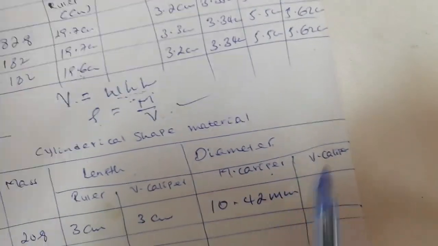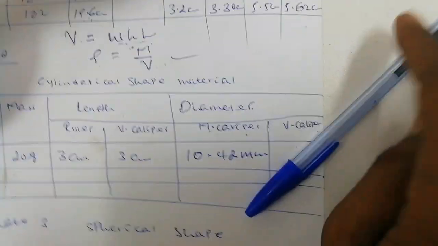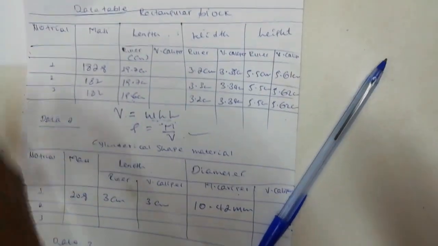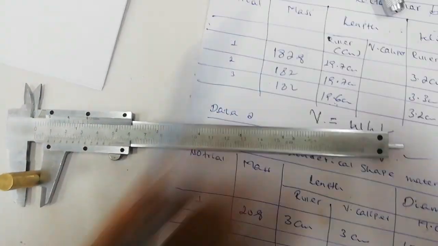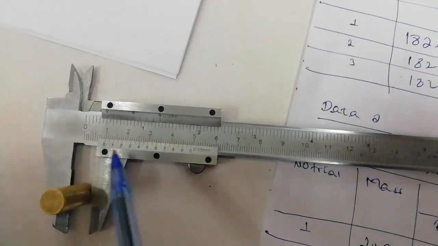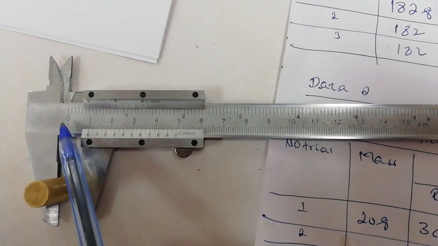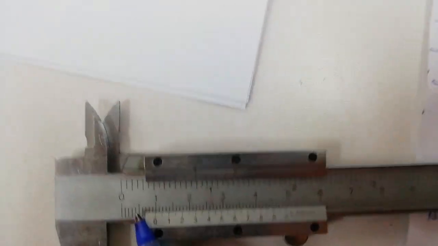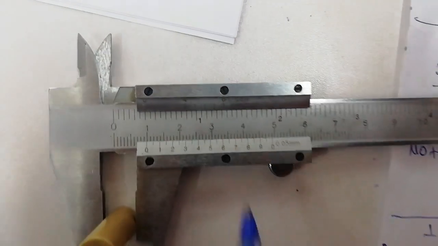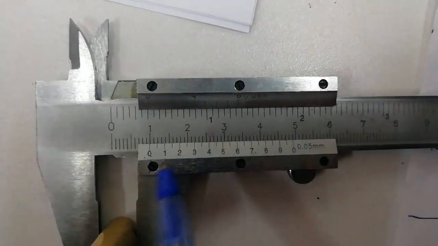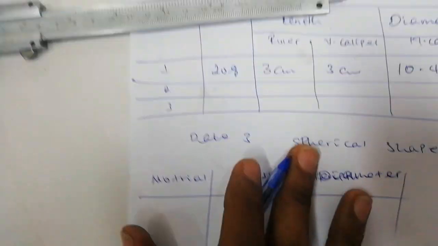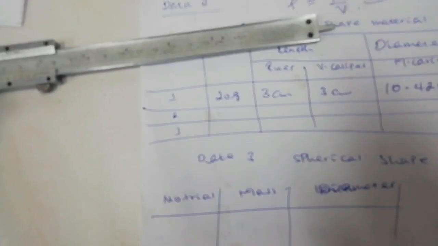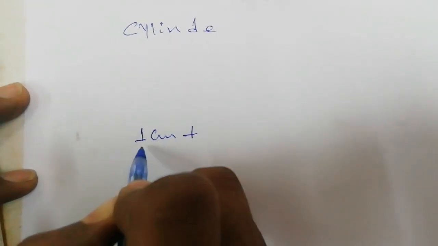The second one is using the vernier caliper. Let us use the vernier caliper. You insert the object between the two jaws. Let us read the vernier caliper here. This is 0, and the reading is between 1 and 1.1, so you can take that centimeter plus this main scale reading.